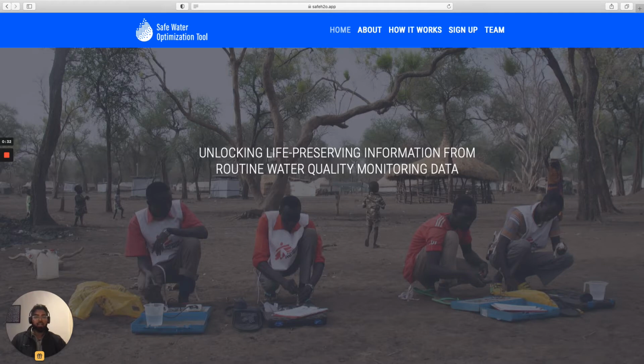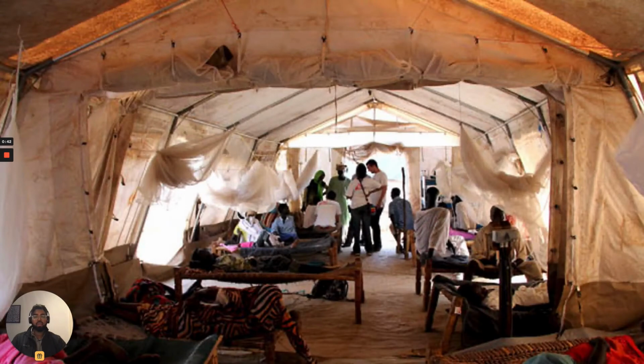The SWOT unlocks life-preserving information and water quality monitoring data that is already regularly collected by humanitarian agencies and water supply projects. As emergency WASH practitioners ourselves, we built the SWOT to help overcome a major problem in refugee camp water safety we observed during a major hepatitis E outbreak in South Sudan.